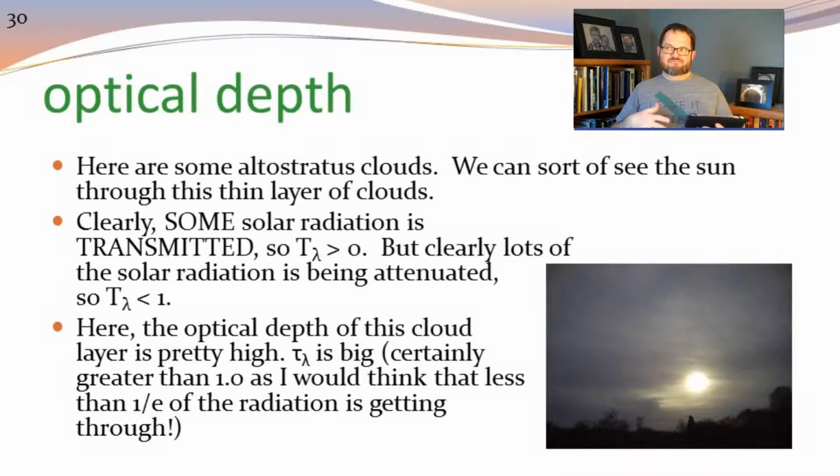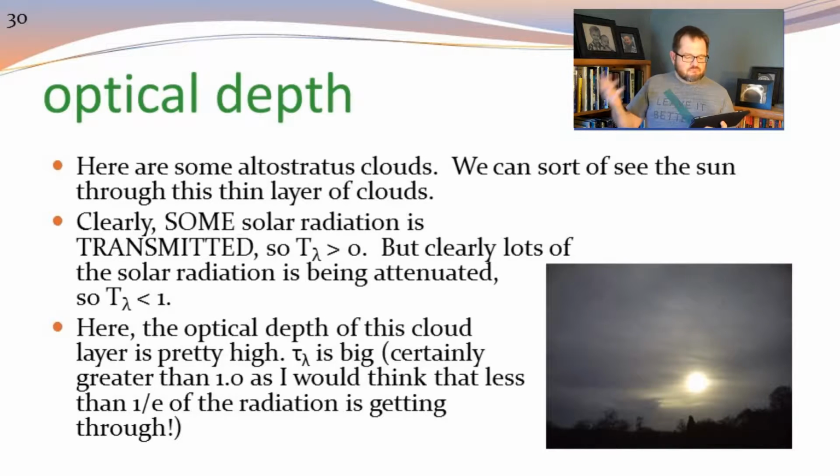On the other hand, not that much. Realistically, the amount of radiation being transmitted through that layer of altostratus clouds is not that much compared to what was incident upon the top of that layer. Most of it got absorbed or reflected or something like that. It was attenuated, it was lost. So clearly that layer of altostratus clouds has a transmissivity less than 1. In fact, probably a lot less than 1. So probably here the optical depth of that layer of altostratus clouds is pretty high.